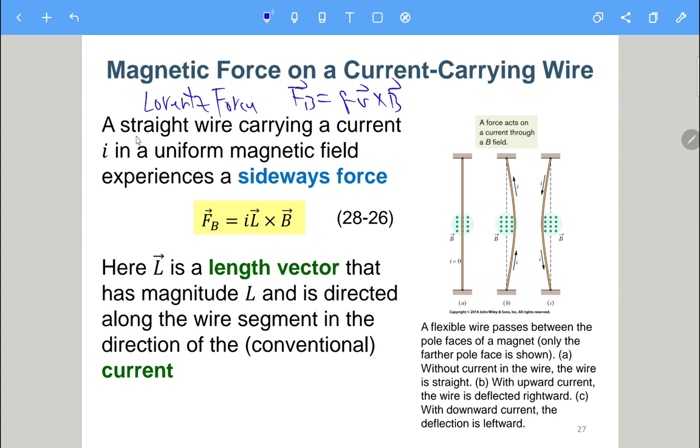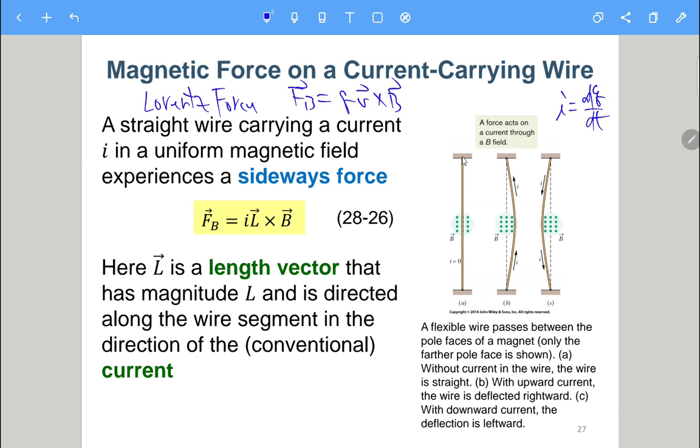Okay, so here it says a straight wire carrying a current I in a uniform magnetic field experiences a sideways force F_B equals I L cross B. So you can more or less find we have a cross product here and then multiply by another factor. And you can also imagine dq and I have some sort of relationship, like I equals dq/dt, which is the derivative of the charge with respect to time.